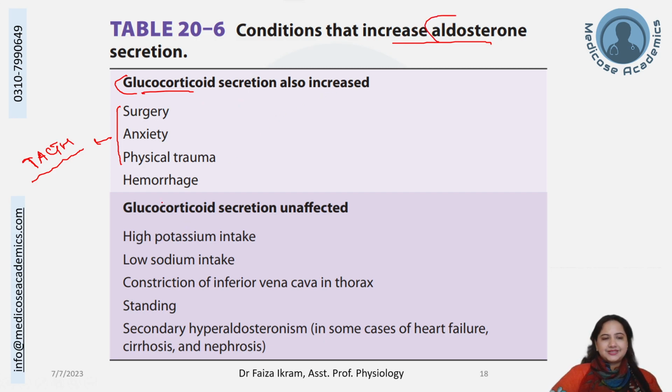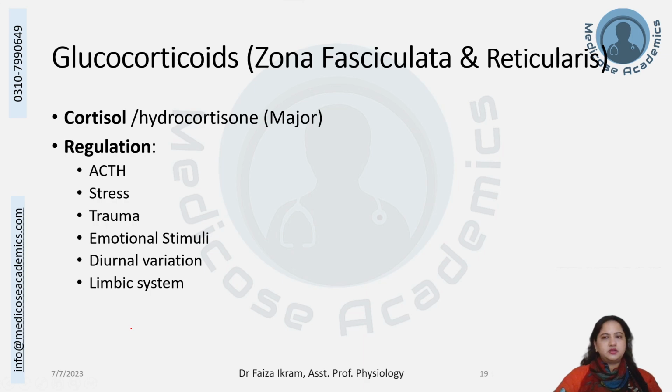But there are certain situations which are not going to stimulate aldosterone production via ACTH, but via angiotensin 2 maybe. For example, high potassium, low sodium, and you can leave the rest for now. Standing, cooling of the blood, again, this will stimulate angiotensin 2 production. Baroreceptor reflex, if you remember. And secondary hyperaldosteronism. This is a pathological condition. Let's leave it for now. We will be discussing it in a while.